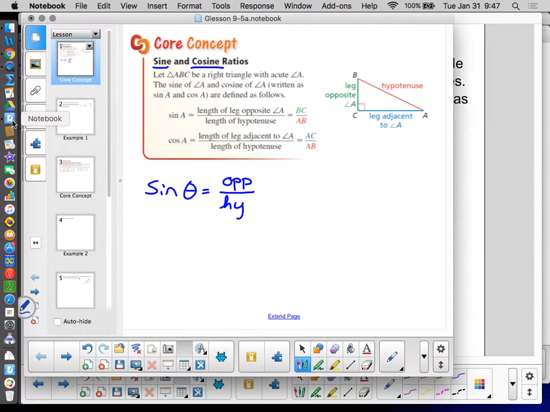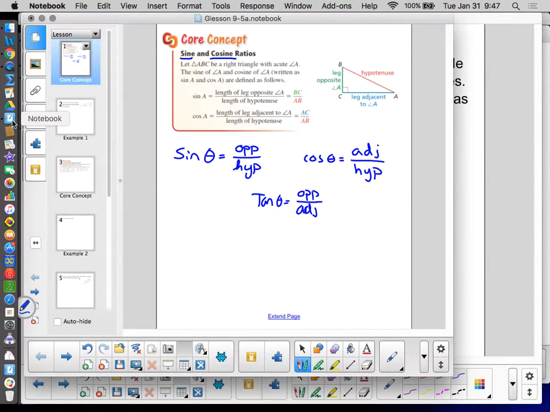length of the hypotenuse. So now we're incorporating the hypotenuse into our arsenal of things that we can use, because we only had opposite and adjacent before. Now we have the hypotenuse. Cosine of an angle is the length of the adjacent over the length of the hypotenuse. And as we already learned, tangent of an angle is the length of the opposite over the length of the adjacent.